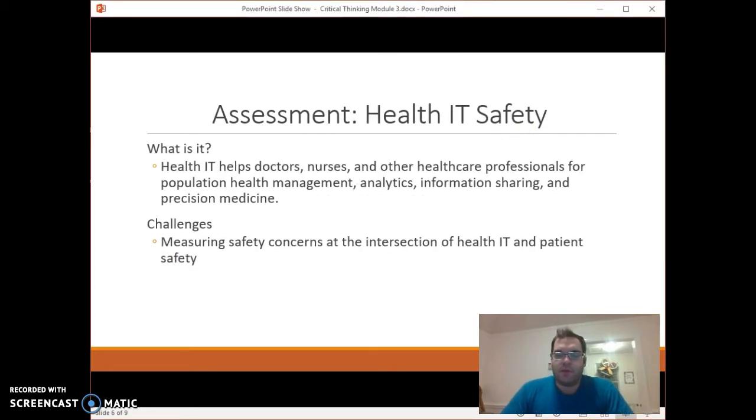Health IT is health information technology, and it is used by doctors, nurses, and other healthcare professionals for population health management, analytics, information sharing, and precision medicine. It has become increasingly difficult to measure health IT-related adverse events, near misses, and unsafe conditions because it is hard to identify and separate technical and non-technical factors.